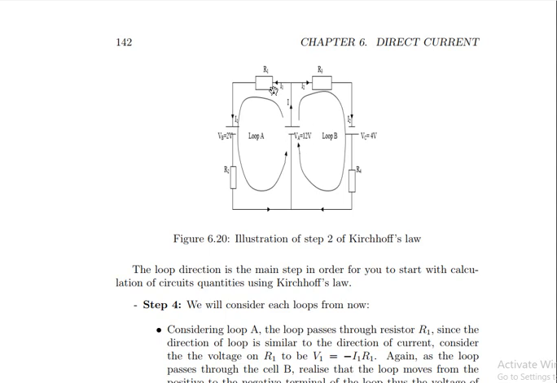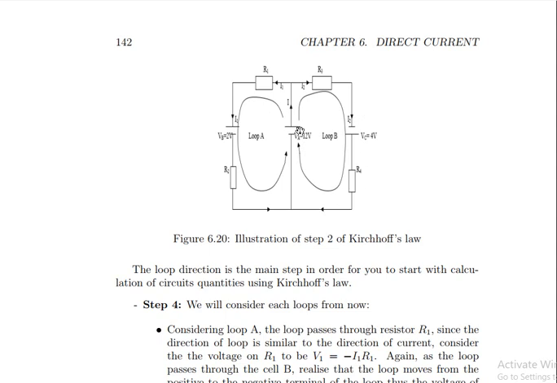So for this particular loop A, it's going to be VA minus I1 R1 minus VB minus I1 R2. So this is going to be equal to 0. So it's going to be VA minus I1 R1 minus VB minus I1 R2 equals 0, by following the Kirchhoff first law.